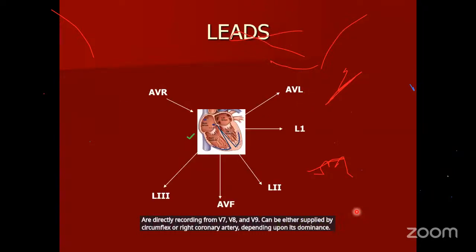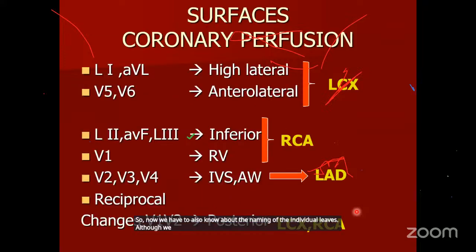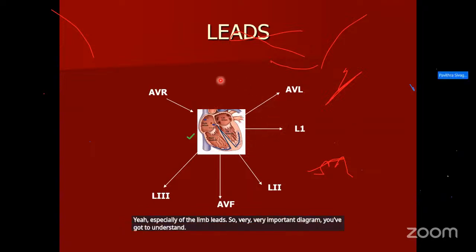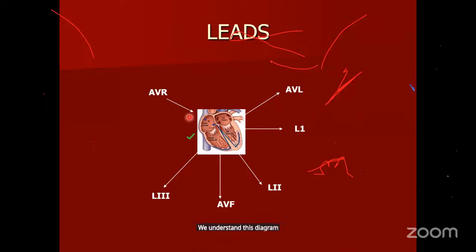So now we also have to know about the naming of the individual leads. Although we have looked at the leads as groups of leads, like L1, AVL, V5, V6, we must also know the individual naming, especially of the limb leads. It's a very, very important diagram you have to understand. If you understand this diagram, the other chapters are going to be very easy.